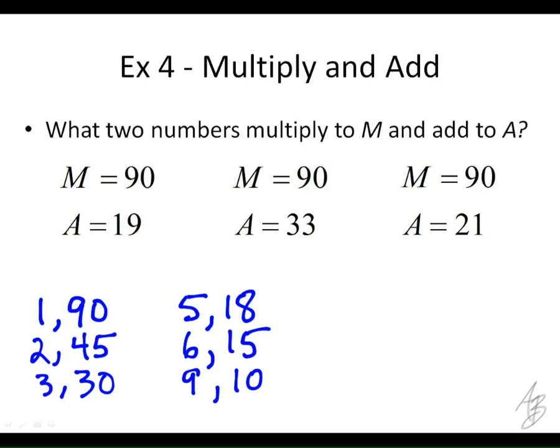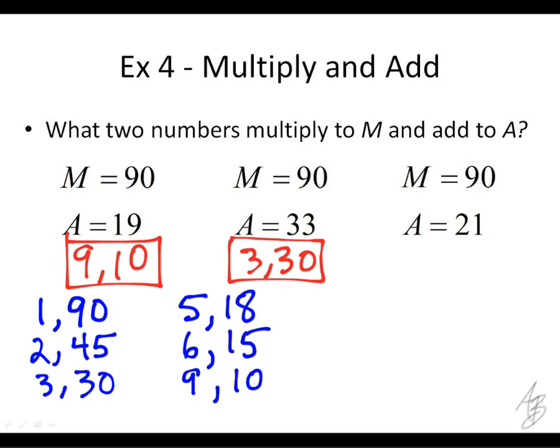So once we get to one we already have, we're done, at least listing the pairs. So let's pick the ones that work. Which pair adds up to 19? 9 and 10. So there's your answer for the 19, because 9 times 10 is 90, and 9 plus 10 is 19. How about the 33? 3 and 30. And how about the 21? 6 and 15.